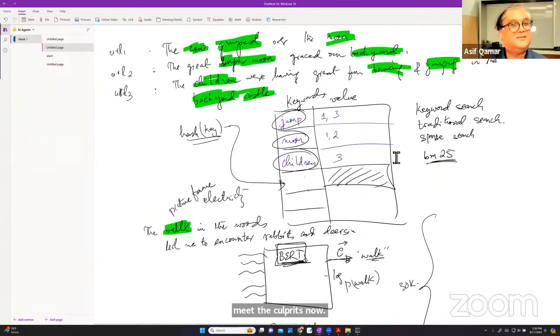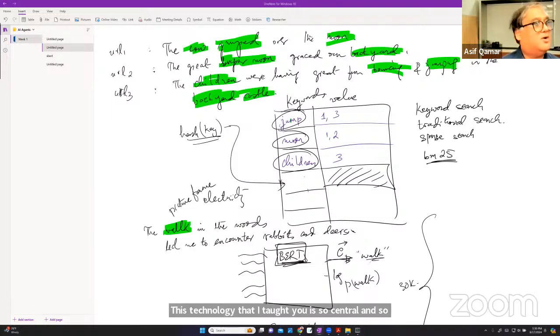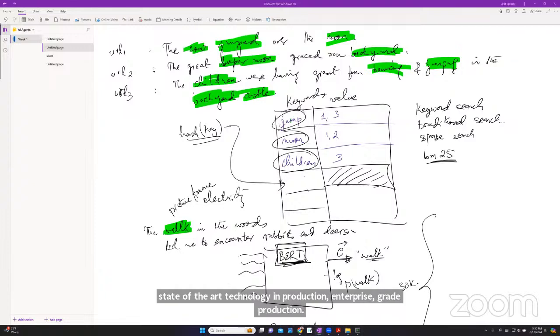Okay, with that, and so all these great algorithms, right? This technology that I taught you is so central and so important. It's hard to find a state-of-the-art technology in production, enterprise-grade production, that in one way or the other is not using this. Very, very dominant.